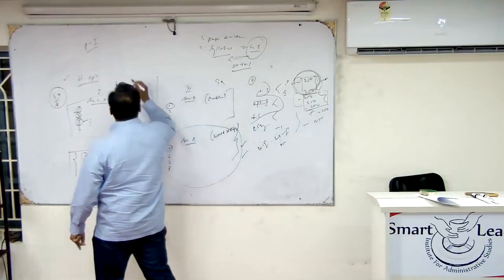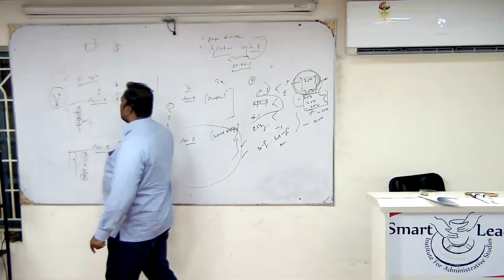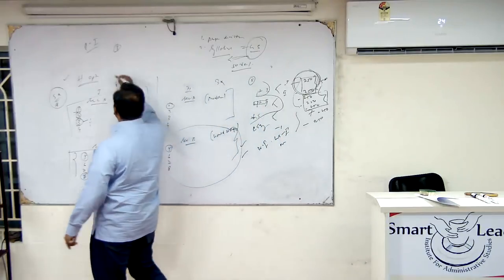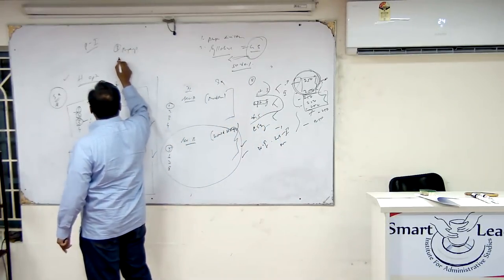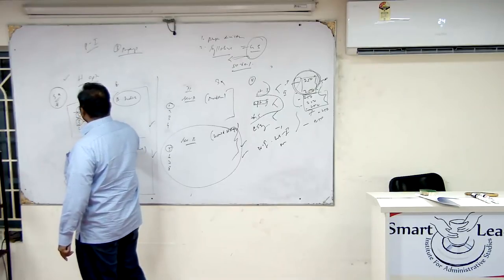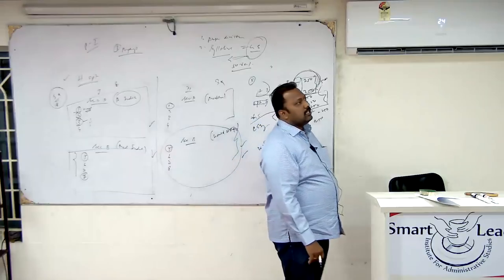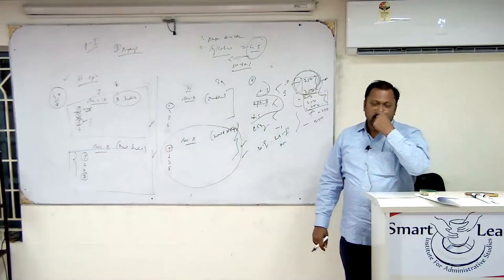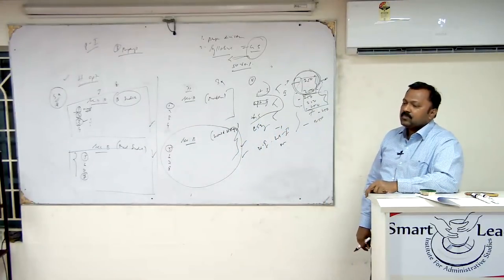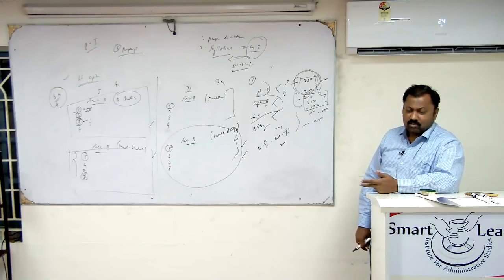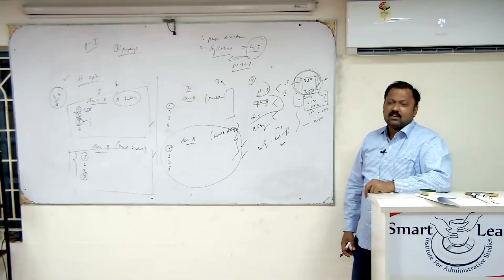So, the third aspect, the advantage is that you have a question which is called a map question here. This first question is a map question. The first question in Paper 1 is a map question. In Paper 1 optional, the first question is a map question. For many people it is a disadvantage, for us it is an advantage.